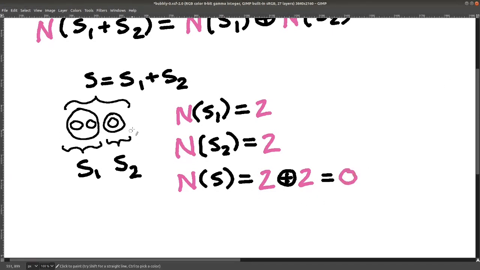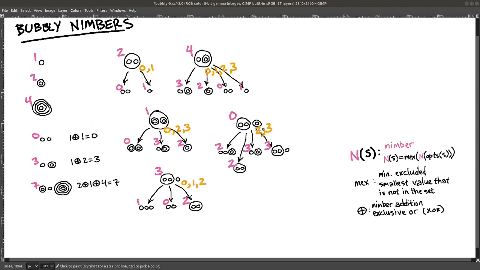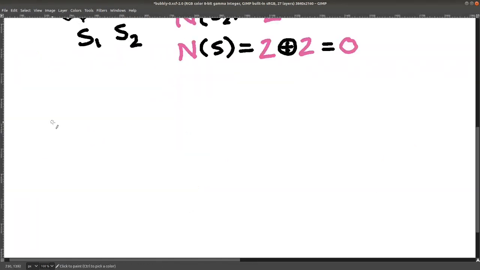So we didn't have to look at every possible move from here because we knew the nimbers of the two states that make it up. We can get that it's 0. Yeah, we actually looked at this state earlier, right here. So it agrees with what we found earlier, that this state has a nimber of 0. Let's take a more complicated example.